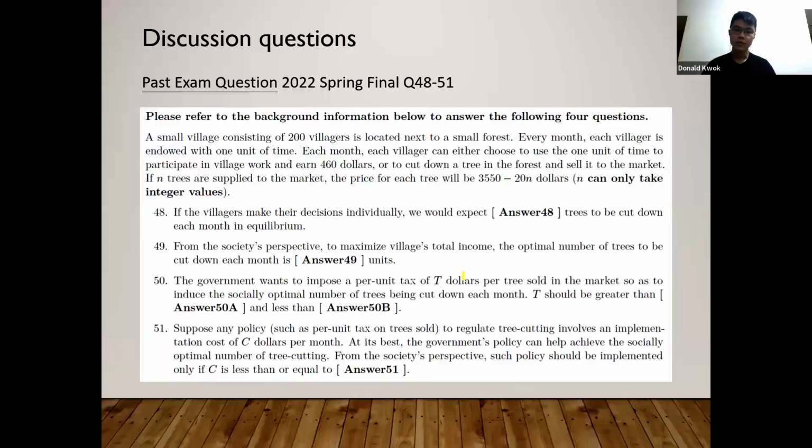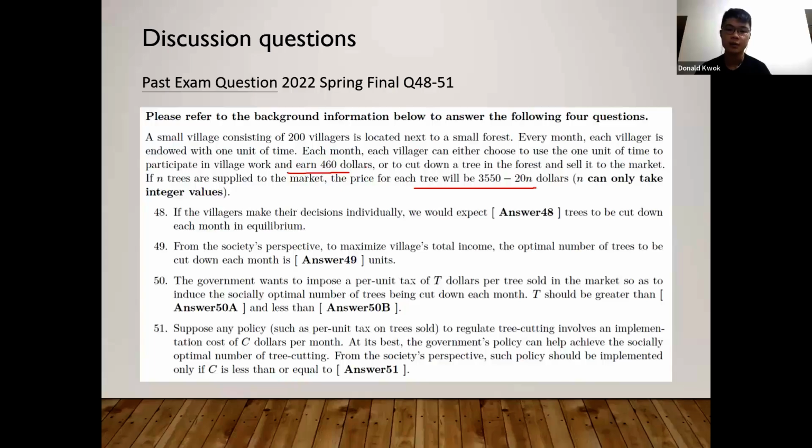Okay, so question 48, if villagers make decisions individually, what will be the number of trees to be cut down in equilibrium? So we have two activities here. The first one is to cut down trees, and the second one is to participate in village work. Okay, so we are going to compare the income of these two activities for question 48.